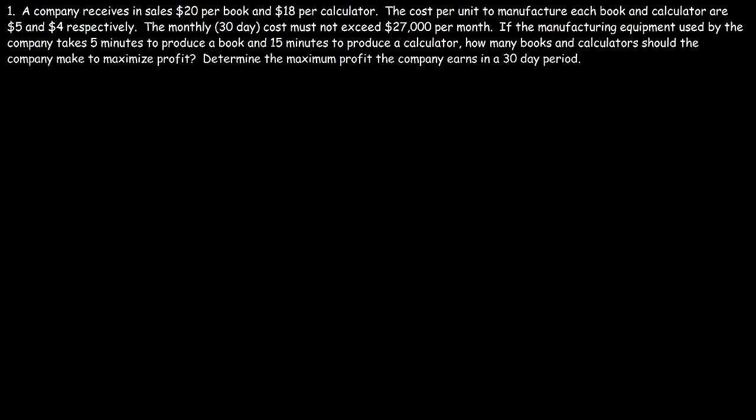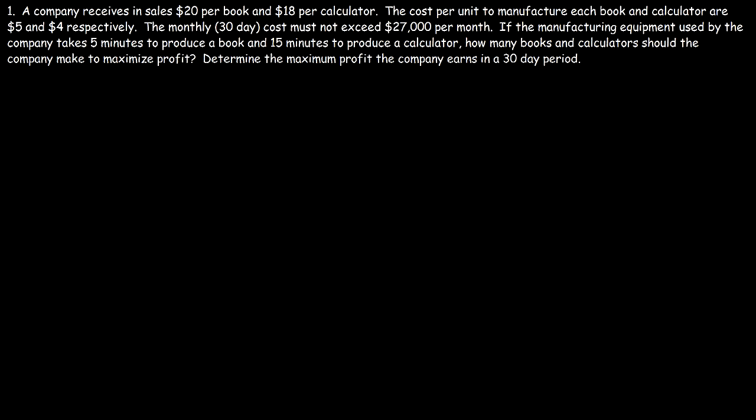Now let's work on a word problem. A company receives in sales $20 per book and $18 per calculator. The costs per unit to manufacture each book and calculator are $5 and $4 respectively. The monthly 30-day cost must not exceed $27,000 per month.